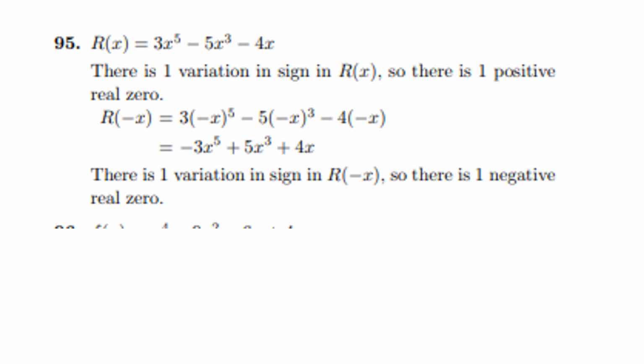There's one variation in sign of r of x, and they really should have factored that out, but you still have 1. So there's one positive real 0 and there's one negative real 0, but x equals 0 is also a root.